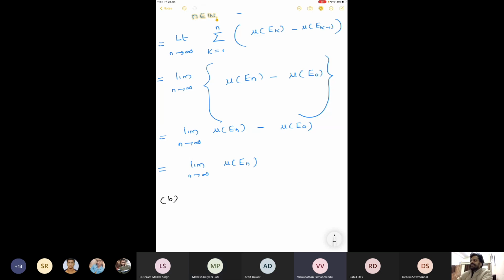Yes, sir. Basically, the result is true if each mu of E_n is of finite measure. So the principle of exhaustion, the approximation from outside, is okay provided the starting object has finite measure. Otherwise, approximation from outside will create an issue. Yes or no? Yes. So that is the whole point of 8B.